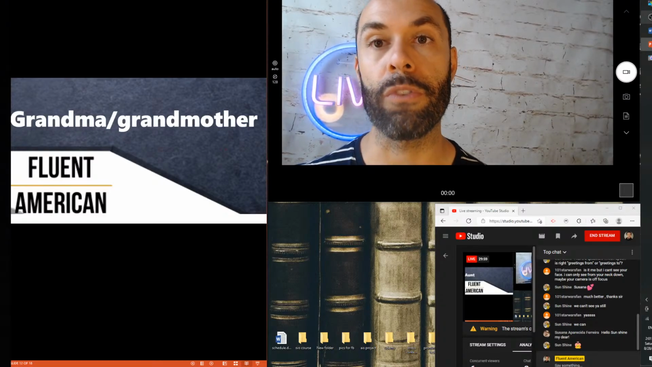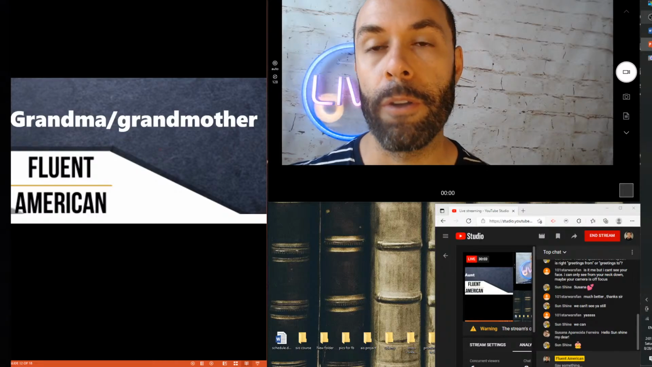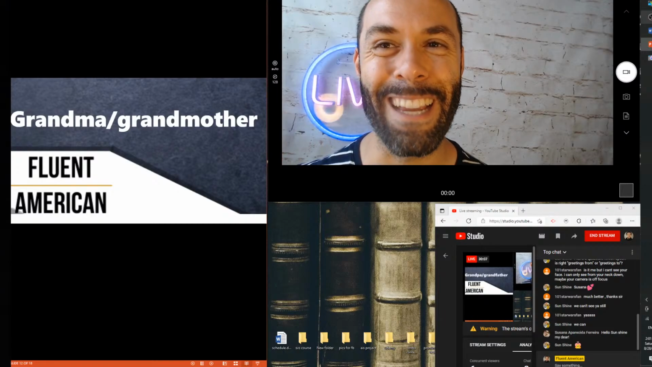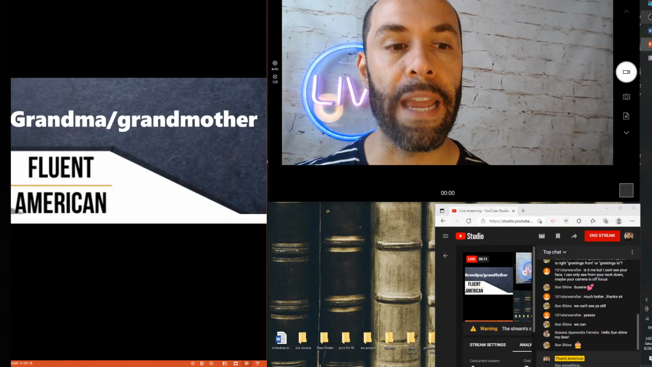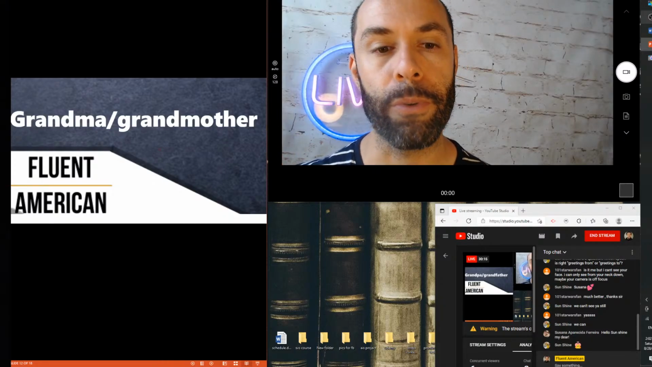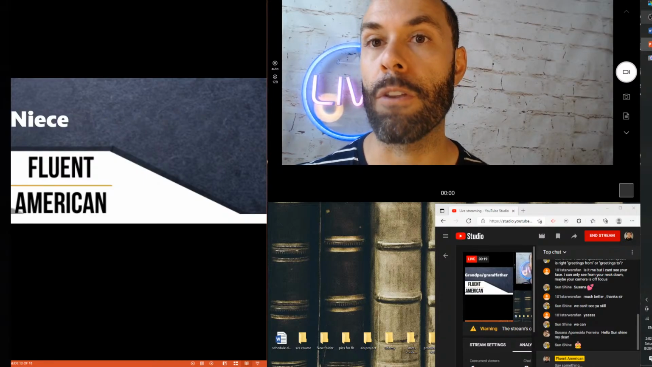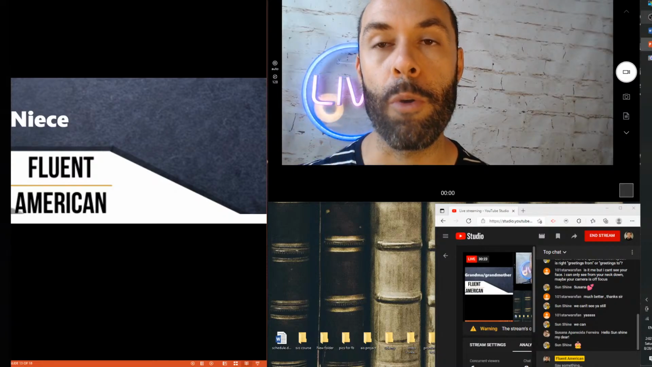Same thing with the next words as well. Grandma, or grandmother. Notice that the vowel sound changes. Okay, so like grandma, again, and followed by a ah sound, ma, versus grandmother, schwa sound on mother. Niece, long I sound, but again, it's not niece, it's niece. Lower in the throat, more relaxed.